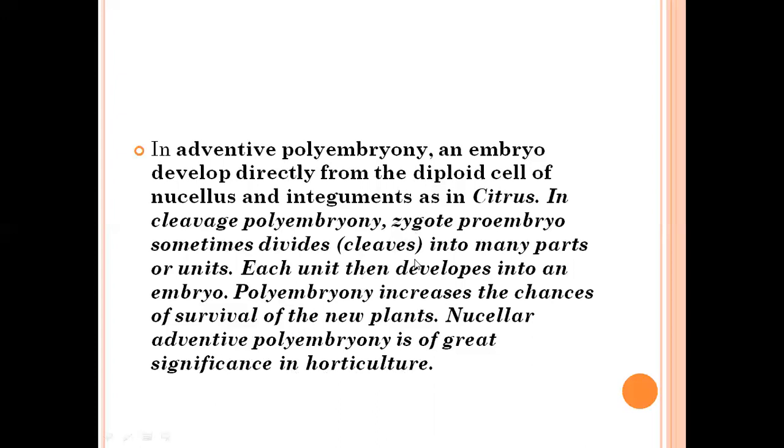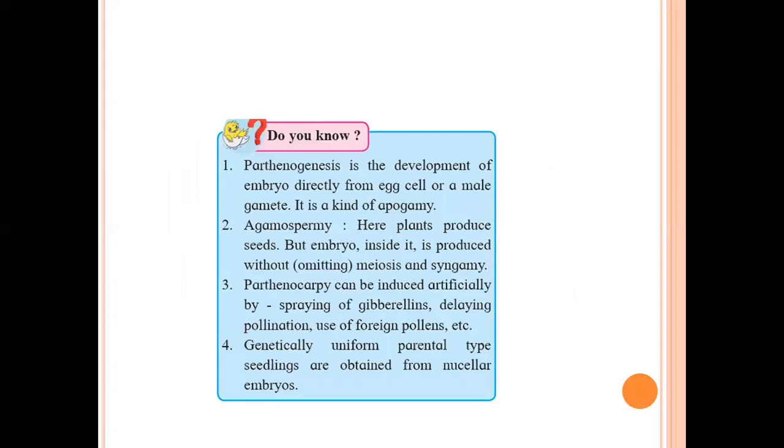Cleavage polyembryony. In this type, the zygote proembryo sometimes divides into many parts or units, and each unit develops into an embryo, and each embryo will give rise to a new plant. Now, parthenogenesis is the development of an embryo directly from the egg without fertilization, directly from the egg cell or a male gamete. It is a type of apogamy.